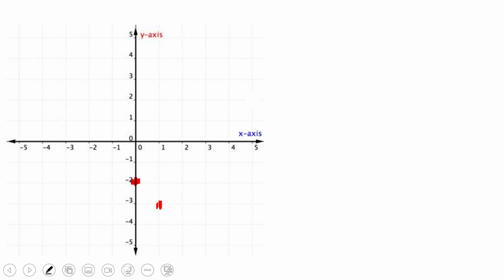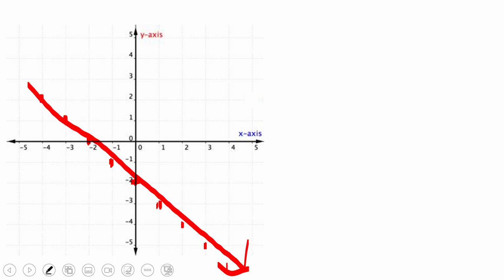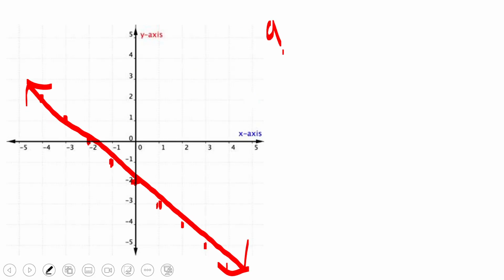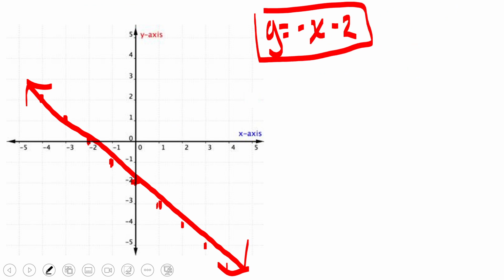Your other clue is it's going to be a negative slope on the graph because the slope is negative. Rise of 1, run of 1. To continue the line, rise of 1, run of 1, rise of 1, run of 1, rise of 1, run of 1. This red line, which I should use a ruler, pen, and paper to do this, is the y equals negative x minus 2 line in red.